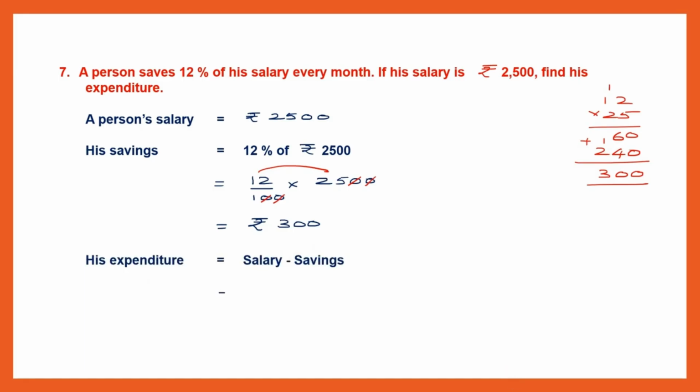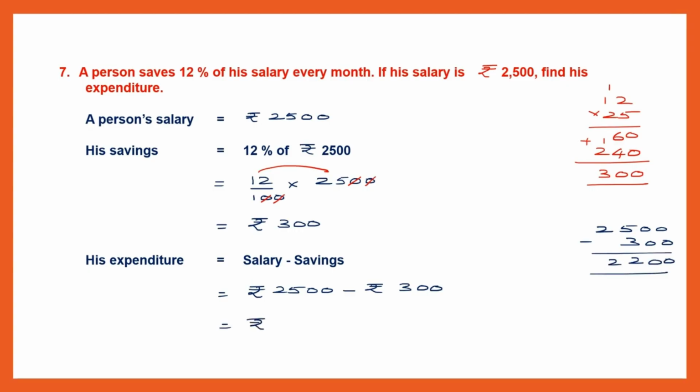So salary is rupees 2,500 given to us, and savings is what we have found, rupees 300. So let's minus 2,500 and 300. 0, 0, 5 minus 3 is 2, 2. So 2,200. So this is his expenditure. That means he has spent so much money from his salary. So we have found his expenditure to be 2,200.